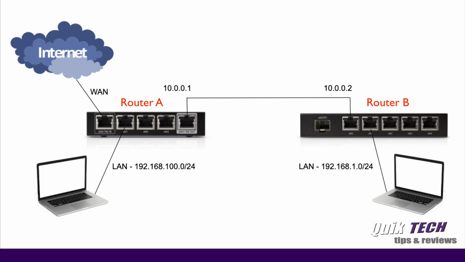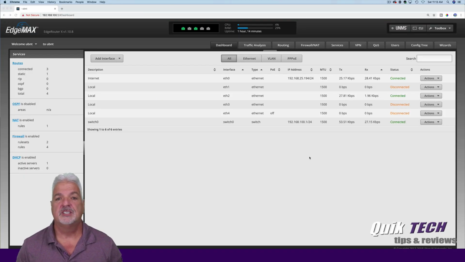That being said, let's go to the EdgeRouter X dashboard. Okay guys, so I'm signed into the EdgeRouter X, router A in the diagram. Now all I did to configure this router was run the basic setup wizard out of the box. If you'd like to see how that's done, I'll put a link to an unboxing and setup video up above.